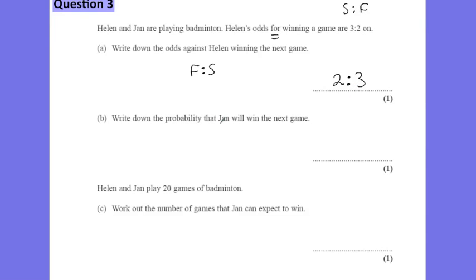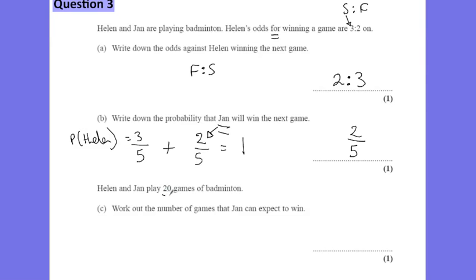Write down the probability that Jan will win the next game. Well, what's the probability of Helen winning? Probability of Helen, looking here for our successes, success to failure, again here, success, 3 out of 5, the total. Therefore, the probability of Jan winning must be 2/5, because these must add up to 1. So the probability of Jan is found from using the probability of Helen.